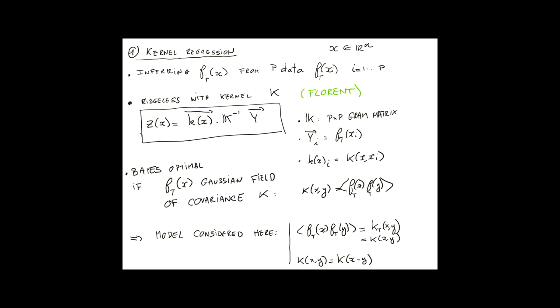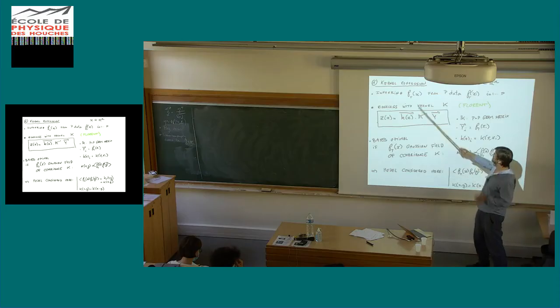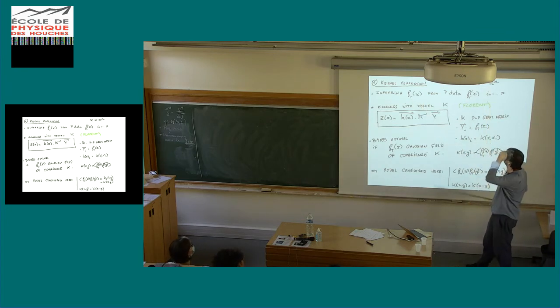Okay, so yes, let's go to kernel regression. You're trying to infer some true function, f_t of x. x can be in d dimensions, and you make P observations of what this function is. I'm going to assume no noise here. And I think Florent told you about kernel regression. I will put no regularization here.